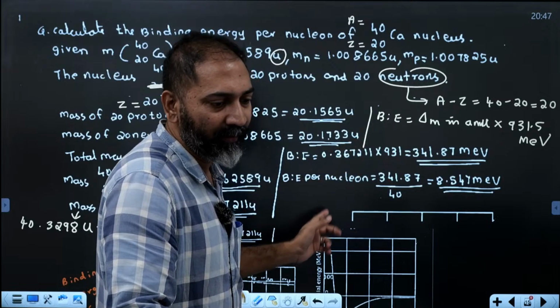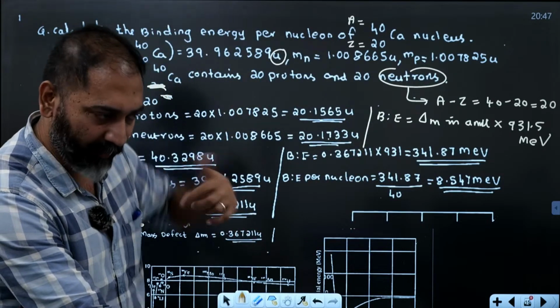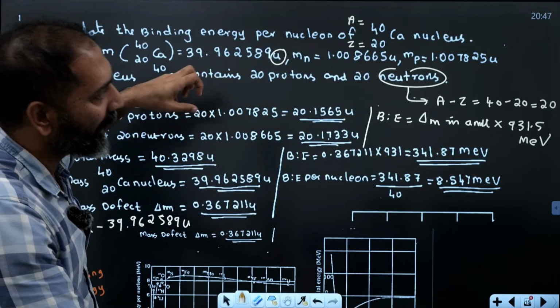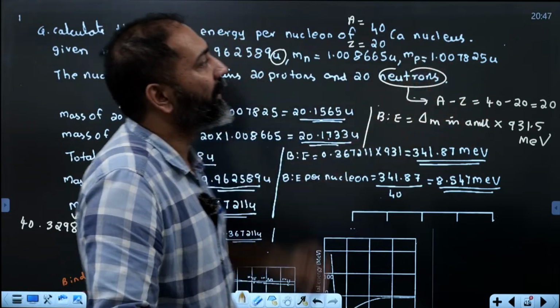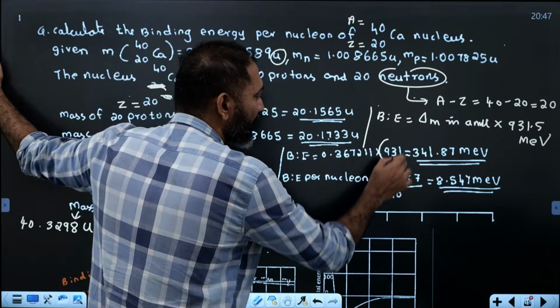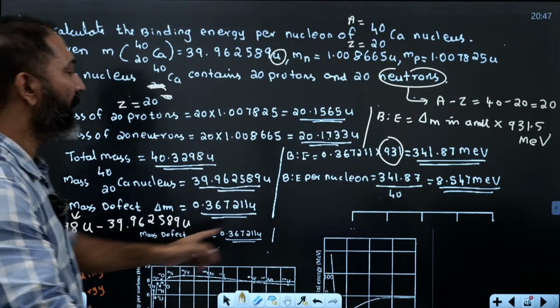So what is binding energy? You have to calculate the mass defect in AMU. Then multiply that mass defect in AMU by the energy corresponding to 1 AMU. What is the energy corresponding to 1 AMU? 931. So then you will get the binding energy.